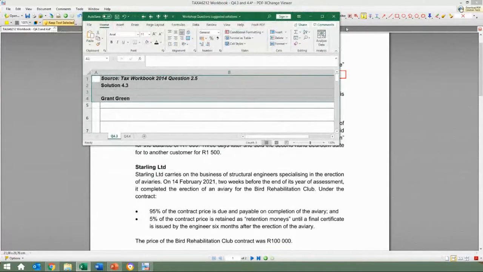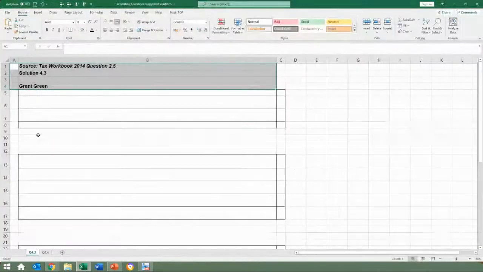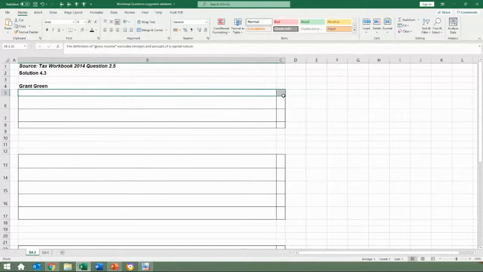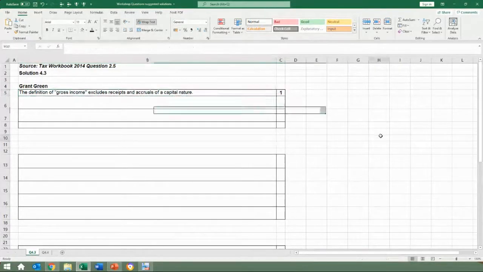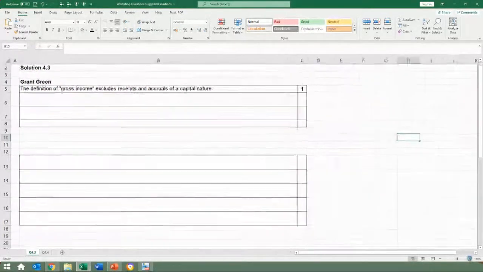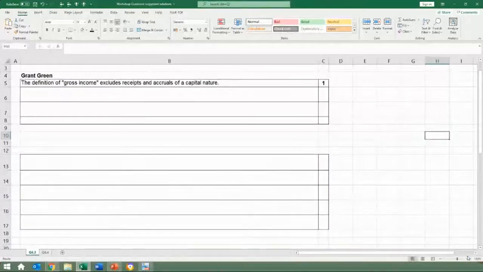Okay, so the first thing we ask when we look at Grant Green, if we do the definition, is: have we actually received or accrued this amount? That is the first thing you have to look at. So you say the definition of gross income includes amounts of a capital nature. With a motor vehicle, we need to say that it excludes an amount received or accrued of a capital nature. Now, firstly, based on your general assumption, you would think a car is capital in nature.